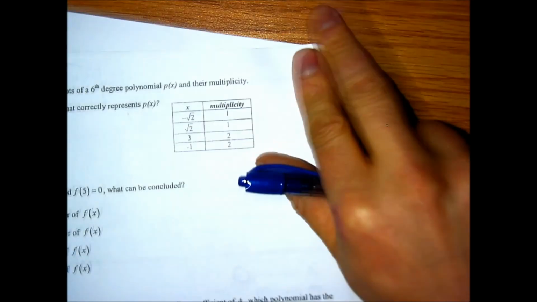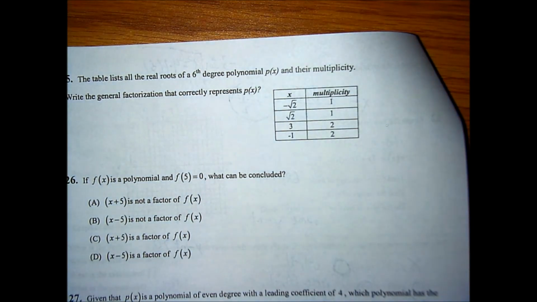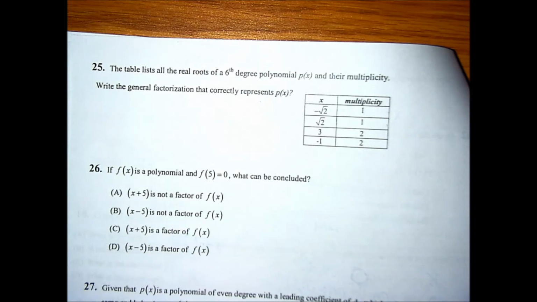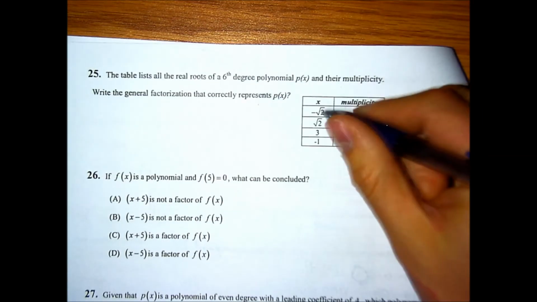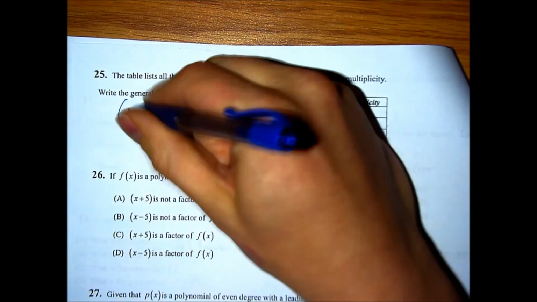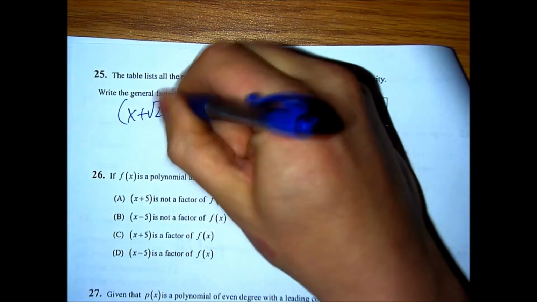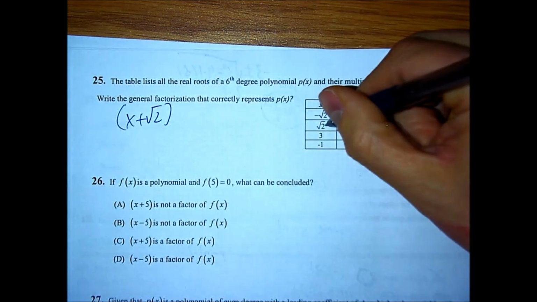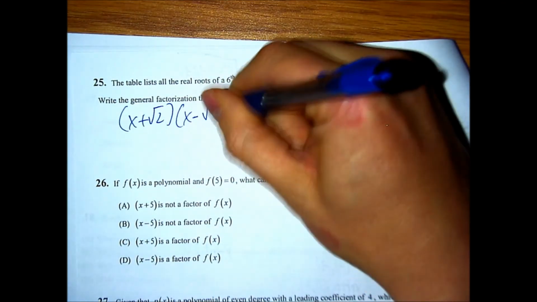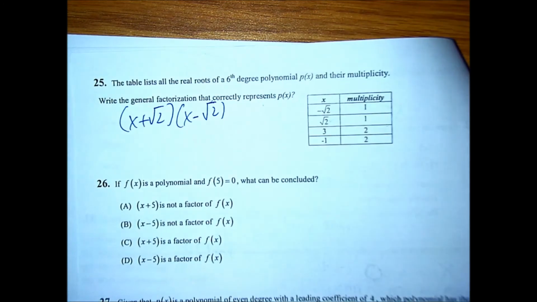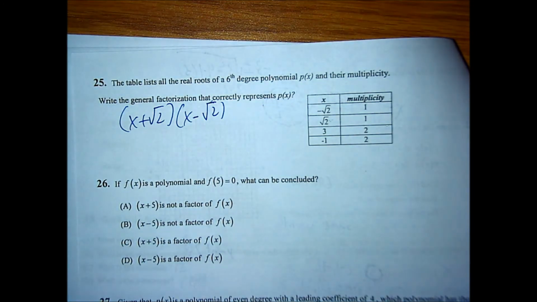Question 25. The table lists all the real roots of a 6th degree polynomial, so this will be an x to the 6th power. What's the general factorization of the function? So I have here my first root, x minus root 2, so that's x plus the square root of 2. And then plus the root 2, so that's x minus the square root of 2. Remember, these roots always come in pairs. So there's a pair of roots, positive and negative root 2.